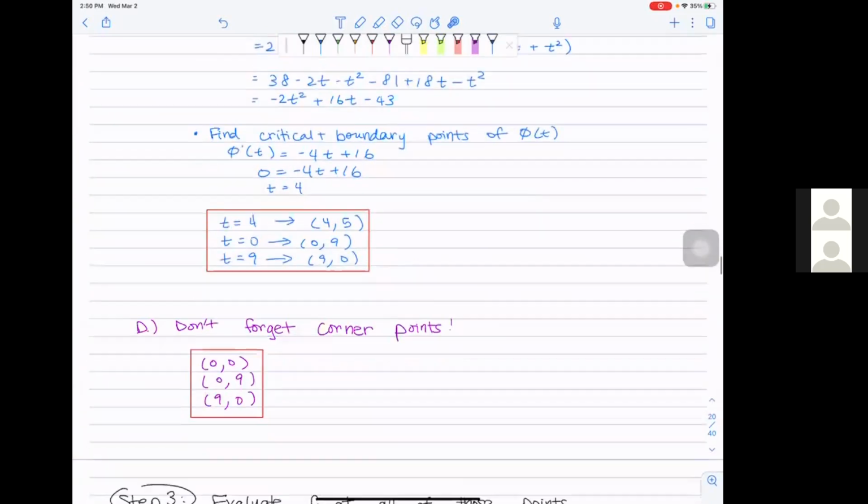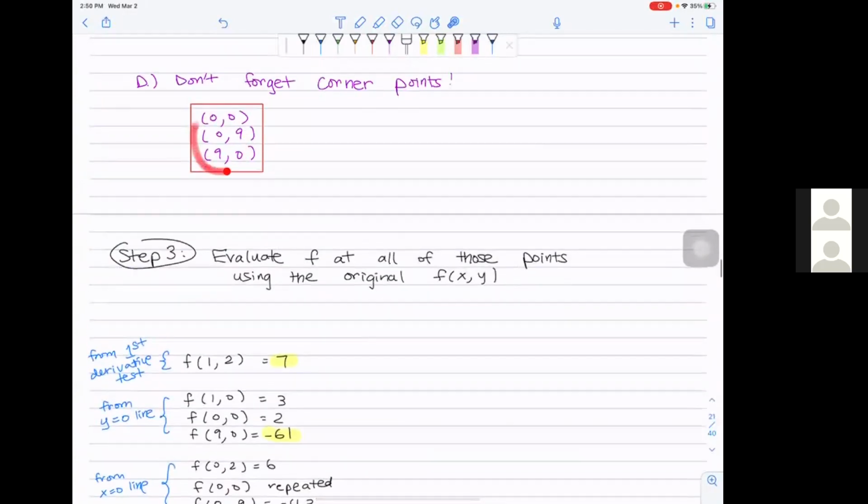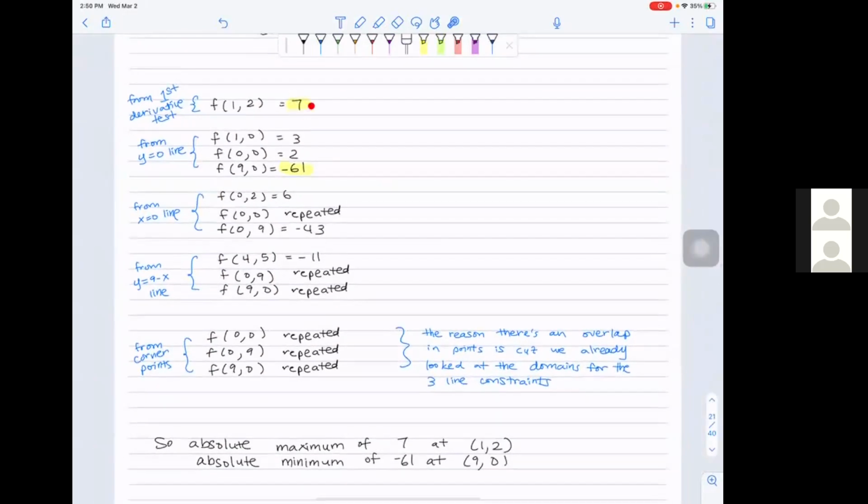So in total, I listed all of our points here. Also, don't forget, we need to test the corner points as well. So like the corner point, this one, and this one. And so we have all these points. We evaluate them at our original f, which is that 2 plus 2x plus 4y thing. And we find the greatest value, which is 7. So there's an absolute max of 7 at this point and an absolute min of -61 at this point.